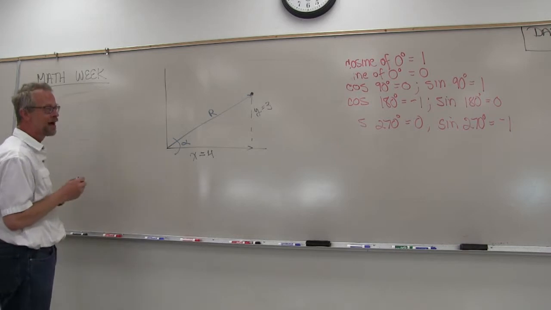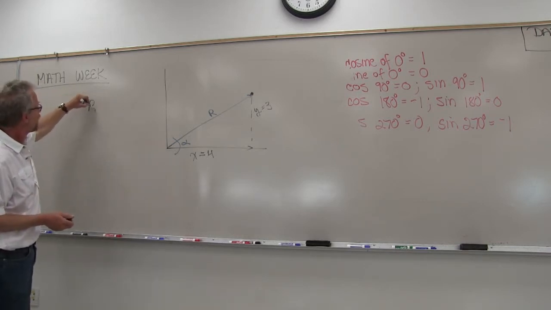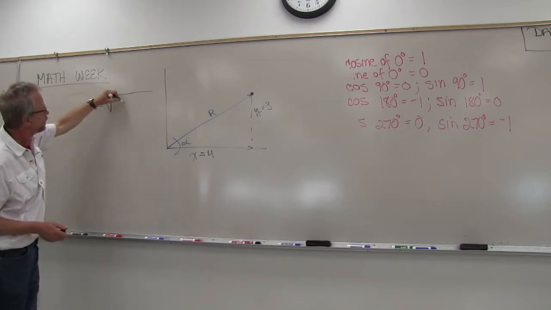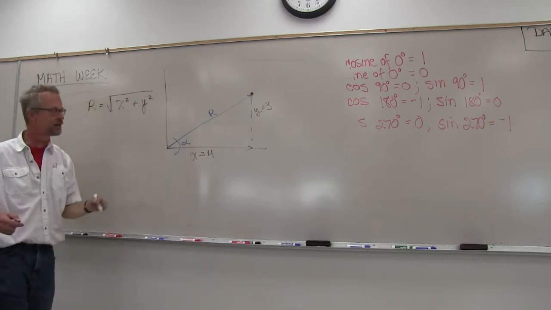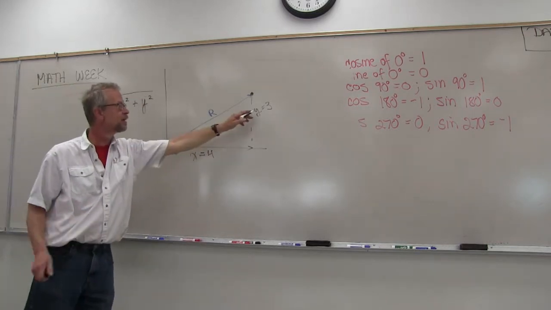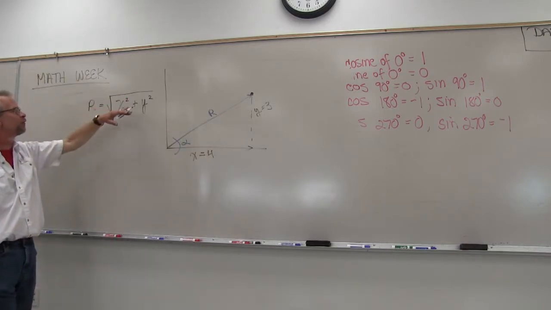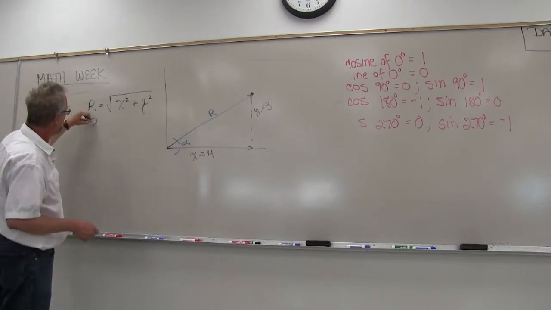Okay, it's time to get your calculators out. R is going to be equal to the square root of x squared plus y squared. That's the Pythagorean theorem. That tells us if we square x, square y, and add them together, and then take the square root, we will get the value for r. And this is from Pythagoras.